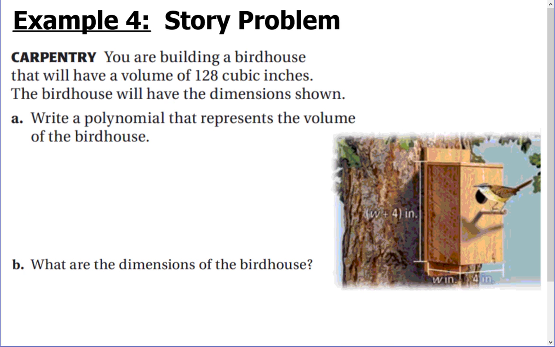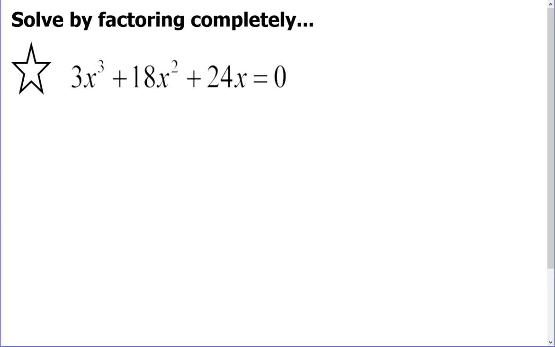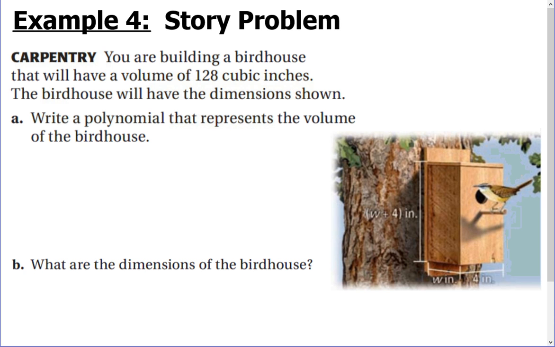All right, we have one word problem, and then you guys have one star problem to try. You are building a birdhouse. Here's the birdhouse that will have a volume of 128 cubic inches. Ooh, volume. We have not talked about volume a ton. The birdhouse will have the dimensions shown. So you guys can see we have the height here, the width, and it looks like the length. Write a polynomial that represents the volume of the birdhouse.